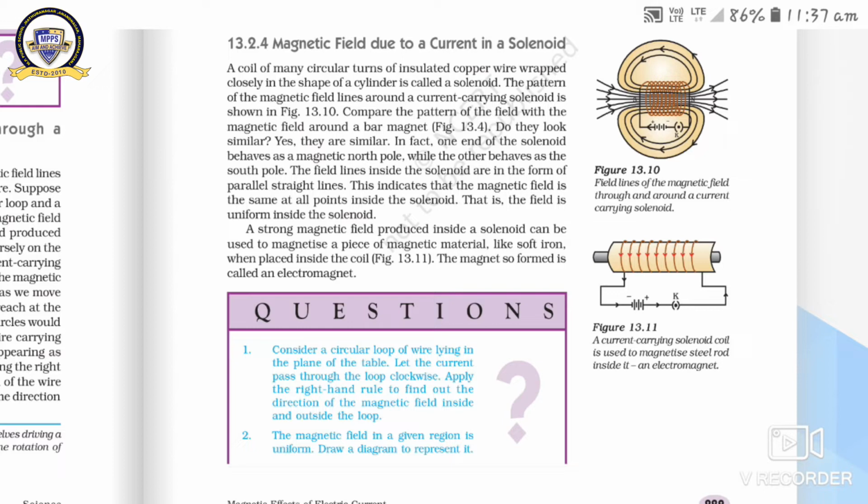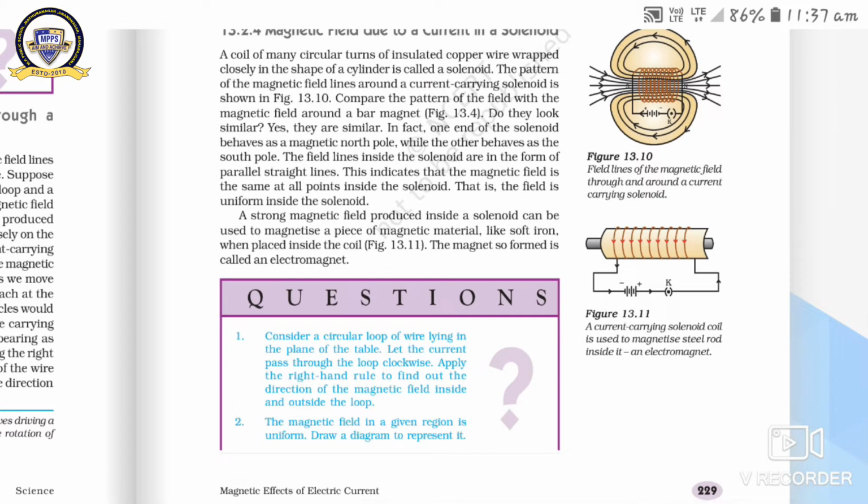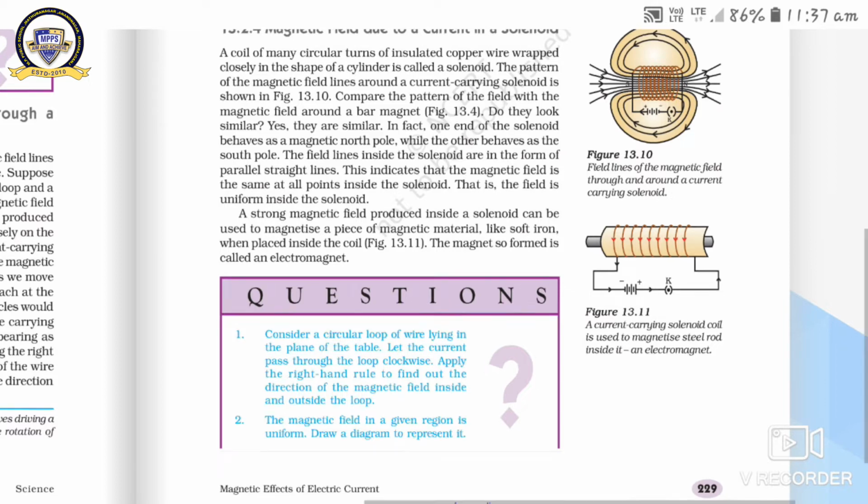If you observe the pattern of the magnetic field inside the solenoid, the field lines are in straight lines. This indicates that the magnetic field is the same at all points inside the solenoid. This is a very important question. The magnetic field is the same at all points inside the solenoid. Got it? That is, the field is uniform inside the solenoid.